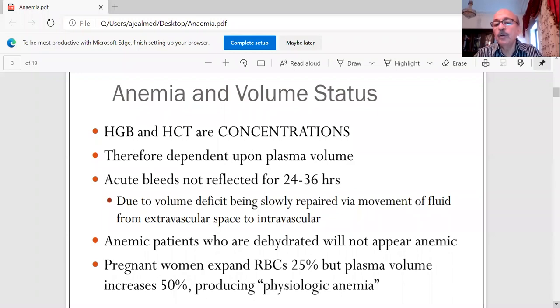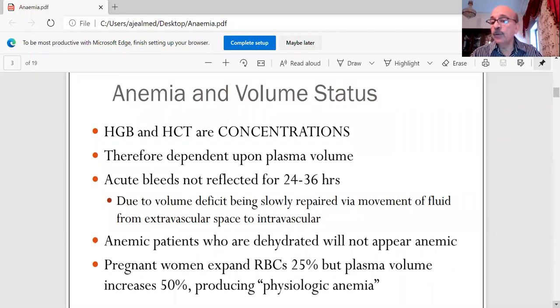When we talk about the hemoglobin, we don't talk about the absolute amount of hemoglobin in a human body. We talk about the concentration of hemoglobin in a given volume of blood. So obviously, for this reason, if the patient is dehydrated, i.e. the patient has lost fluid, mainly water, then the hemoglobin will be higher. If the patient is overhydrated, then the hemoglobin will be lower.